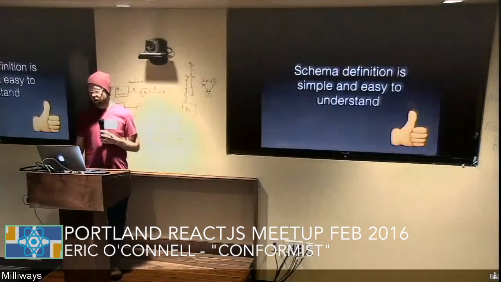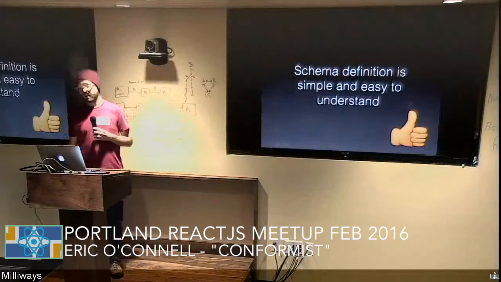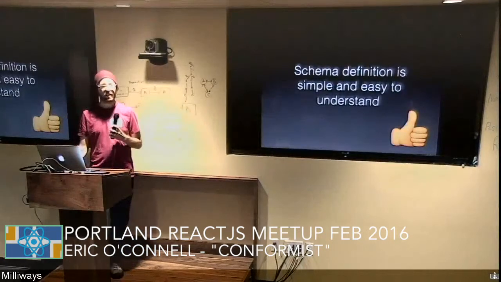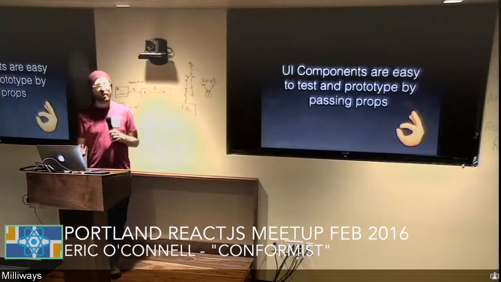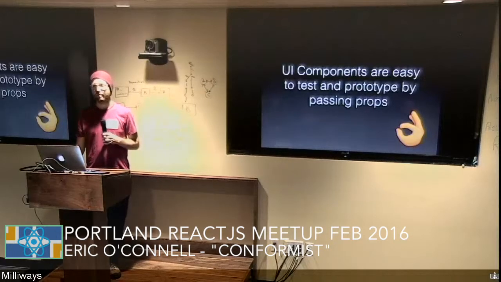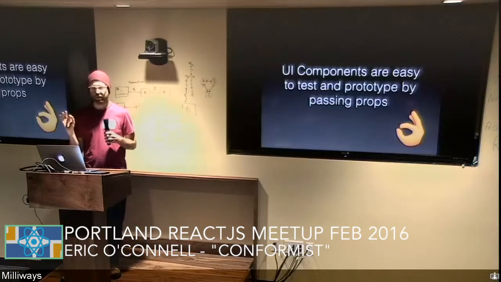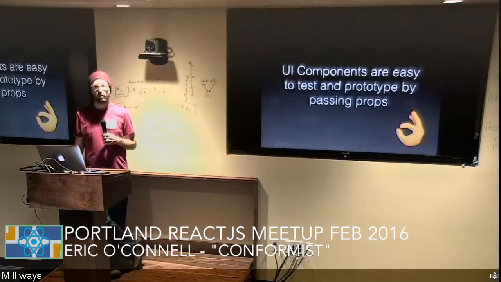So I think the schema definition is simple and easy to understand. It's at least clearly separated from your UI. The UI components are very simple to test because they're pure. At least they can be pure if you want to. There are no assumptions being made about the schema directly in them because it's just being passed in as props, which means if you want to do shallow rendering in your tests, it's all easy and good to go. And we've found a lot of success with that at Idealist.